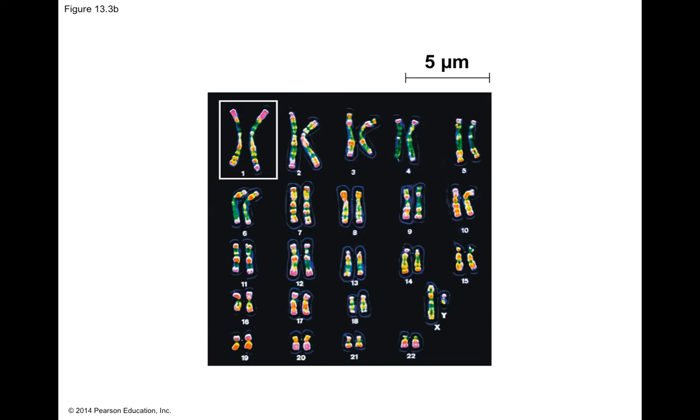So while we're looking at this karyotype, let's go over a couple more vocabulary words you should be familiar with. To recap, a human has 46 chromosomes organized into 23 pairs. Within each pair, one chromosome came from mom and the other chromosome came from dad.